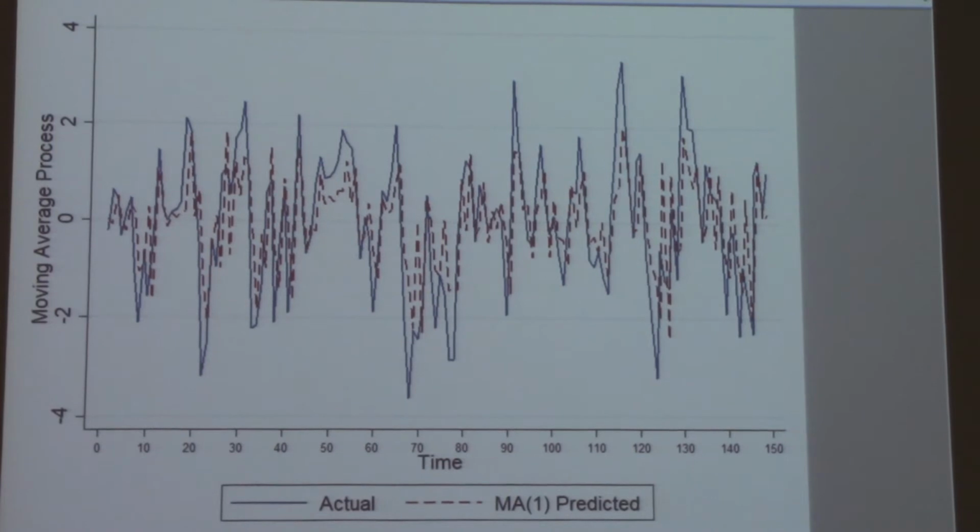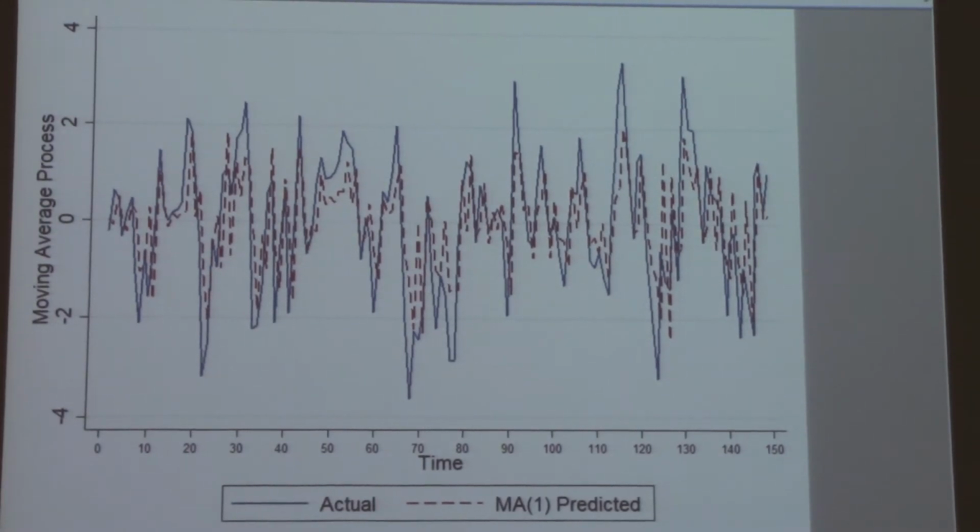So what are we going to do? We're going to treat it as a moving average process, and the way we model it in this case is by just adding a lagged error term to the model. And that really did improve our regression results, our prediction results.